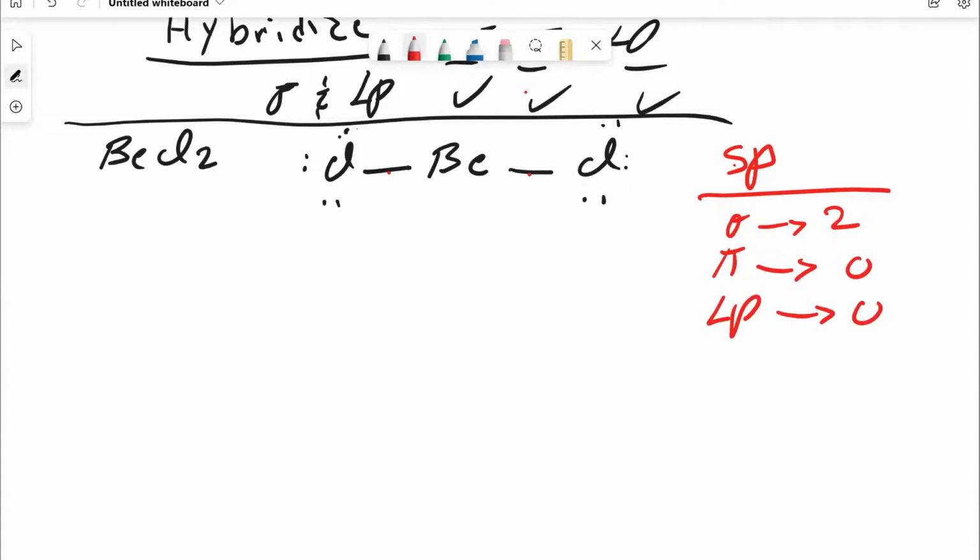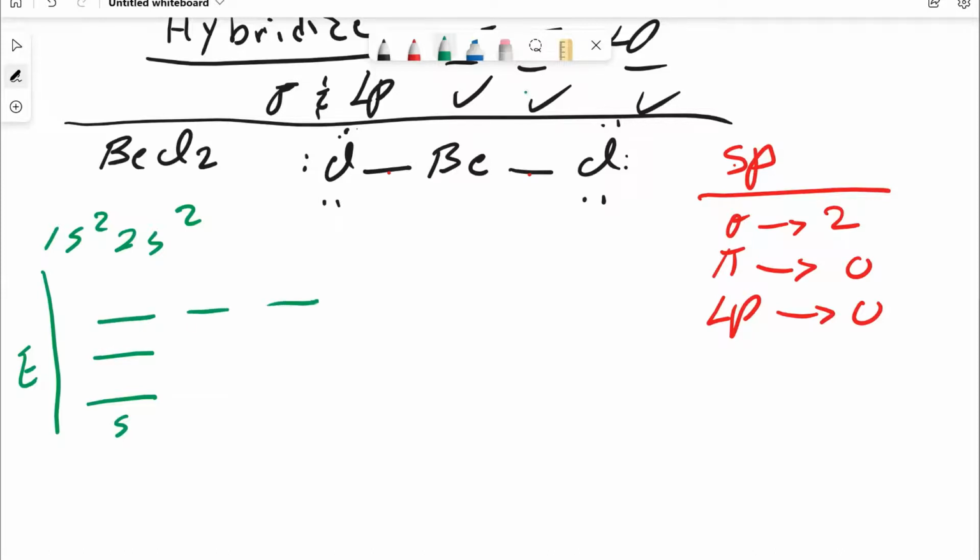So you want to do the hybridization? You do the electron configuration of beryllium. The electron configuration of beryllium is 1s2, 2s2. In that regard, you have energy here, and you have the s orbital. I put all the orbitals so you can see: this one is 1s, this is 2s, and this is 2p. You guys paying attention?